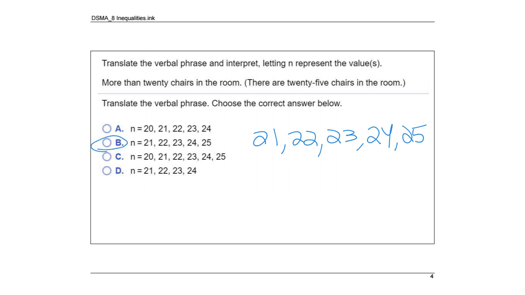Okay, C at first looks like it would work, but it has 20 and it says more than 20. So that's where we have to be really careful.